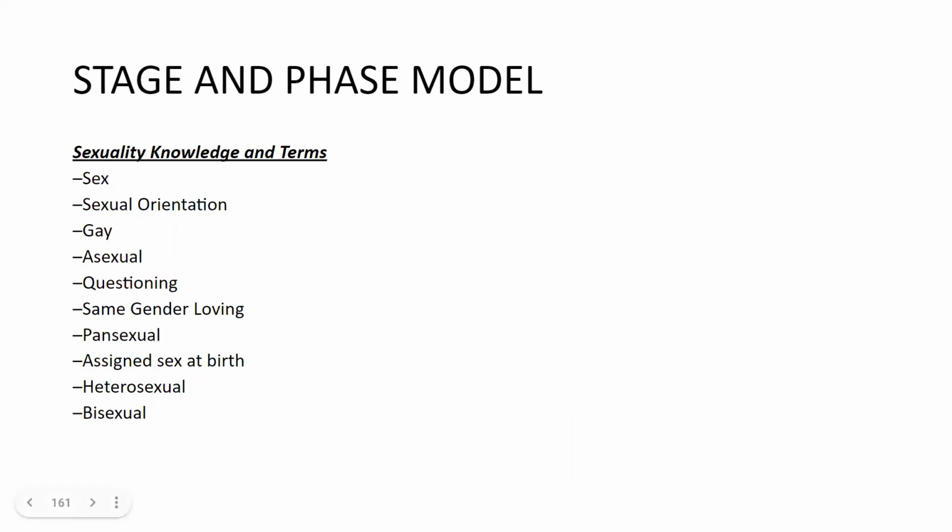Okay. And these are just terms that they gave the definitions of here: definition of sex, sexual orientation, what is gay, what is asexual, what is questioning, what is same gender loving, pansexual, assigned sex at birth. Of course, we all know what heterosexual is, bisexual, same gender loving. These are all terminology, and they give the definition of them in the book.